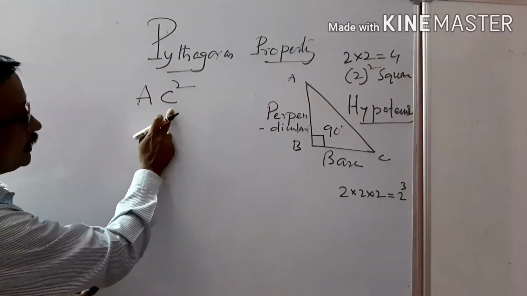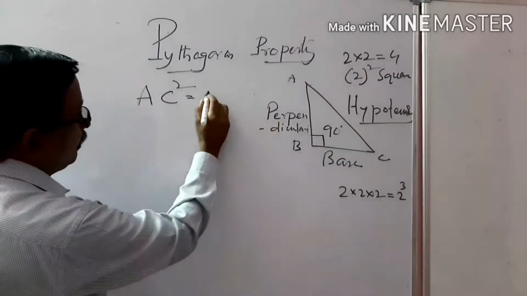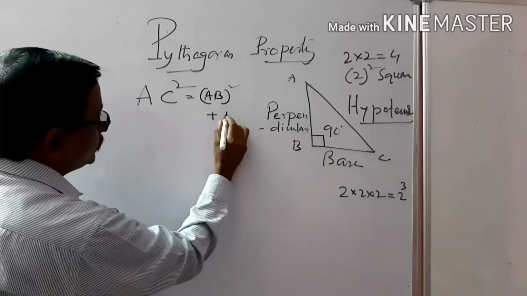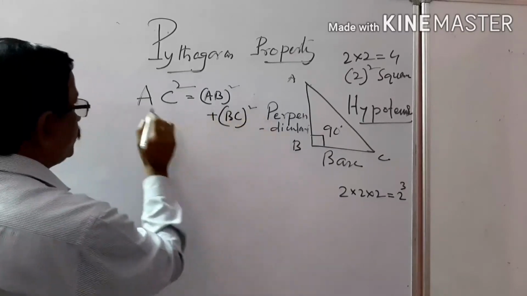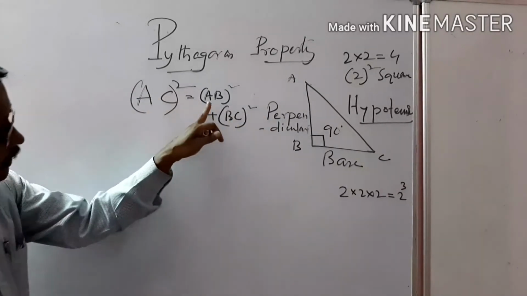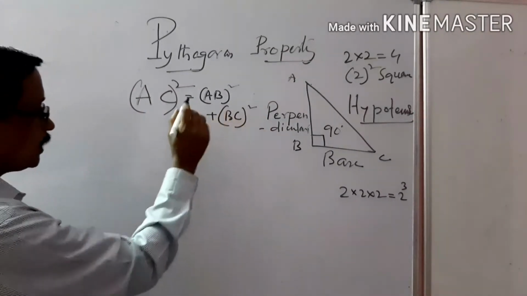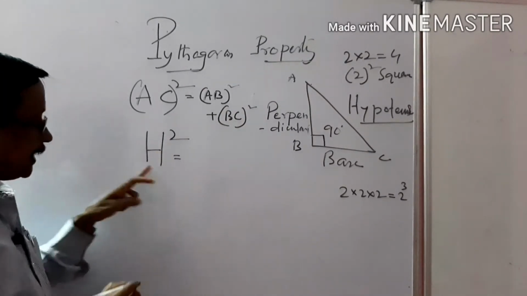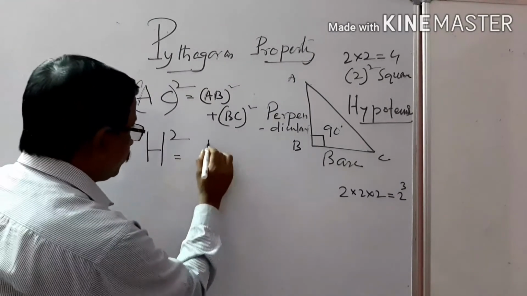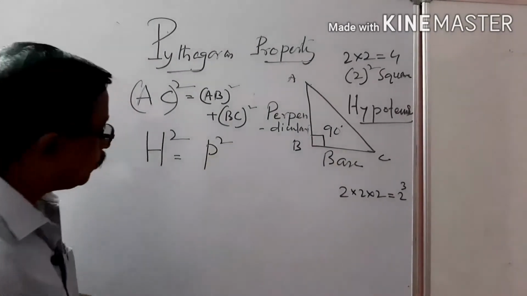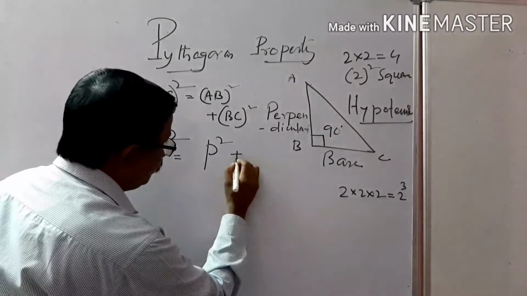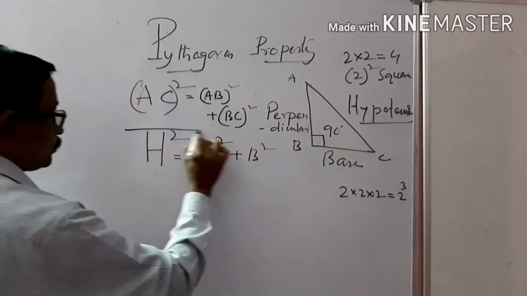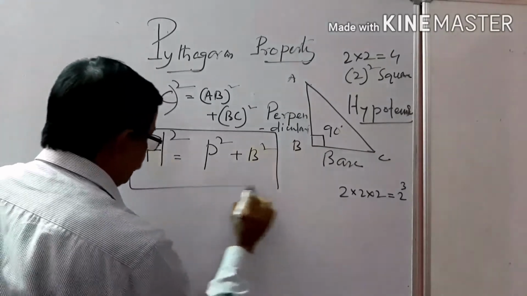So AC into AC, AC square, then AB into AB, AB square, and BC into BC, BC square. So we know that AC square equals AB square plus BC square. What does it mean? We can write hypotenuse square, H square, and perpendicular, P stands for perpendicular, P square, and B stands for base. So we get this property.